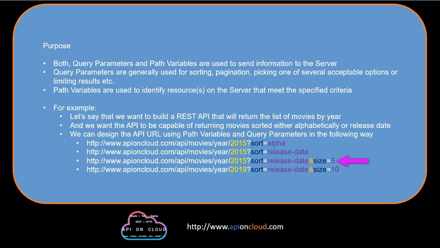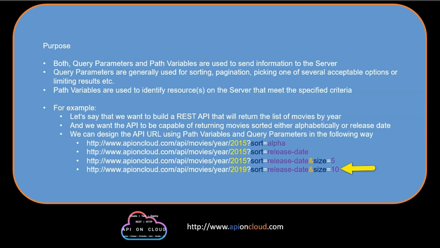In the third URL, we are asking the API to send the movies released in the year 2015, sort the list of movies by their release date, and notice that we also have a new query parameter, size, and its value is 5, which is an instruction to the API to return only 5 movies.